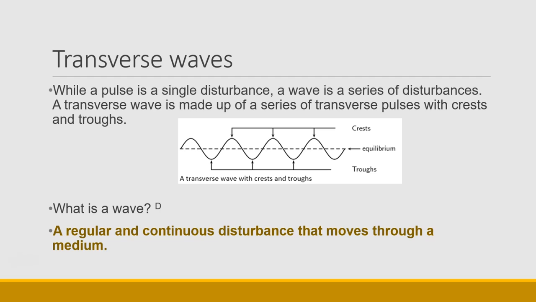So let's define a wave. A wave is a regular and continuous disturbance that moves through a medium. Remember that we defined a pulse as a single disturbance that moves through a medium, and a wave is a series of pulses, so it's a regular and continuous disturbance.